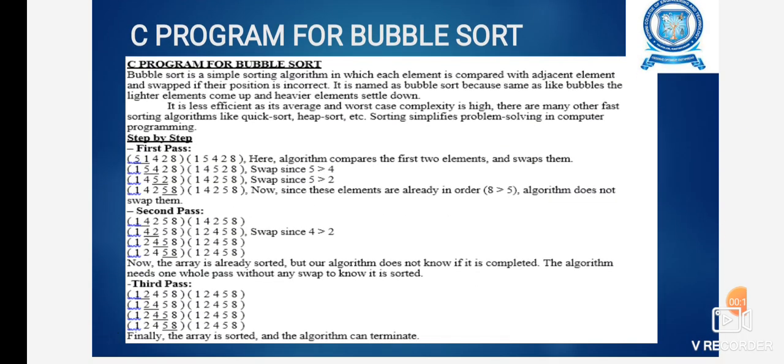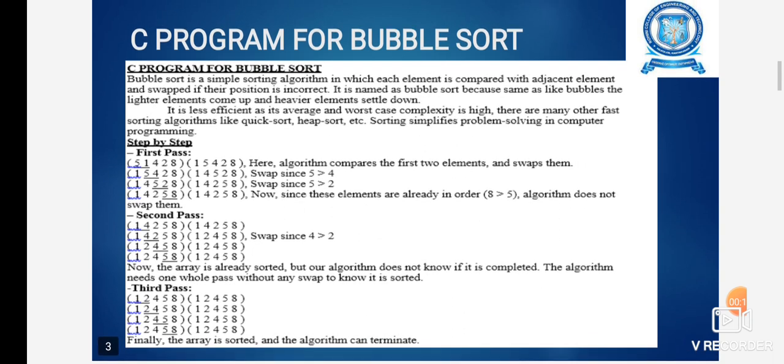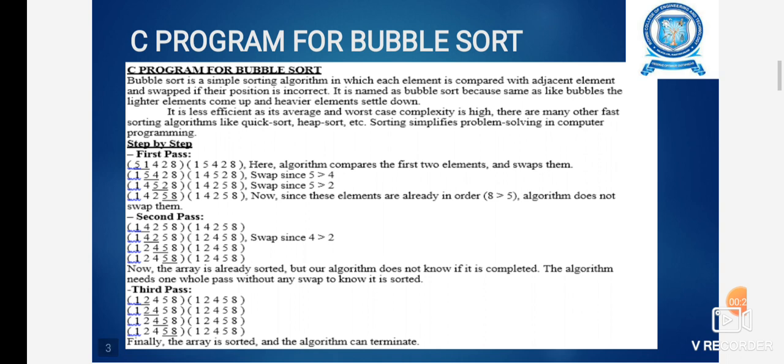C program for bubble sort. First of all, the definition of bubble sort. Bubble sort is a simple sorting algorithm in which each element is compared with the adjacent element and swapped if their position is incorrect. It is named bubble sort because, just like a bubble, the lighter element comes up and the heavier element settles down.